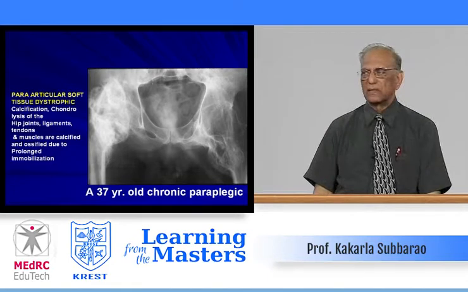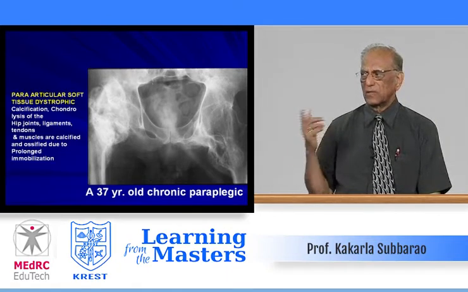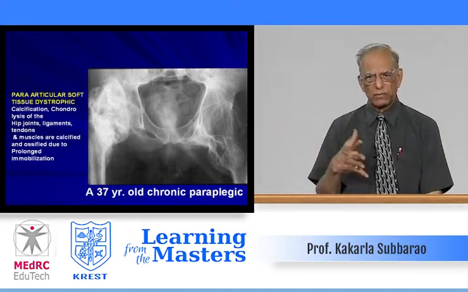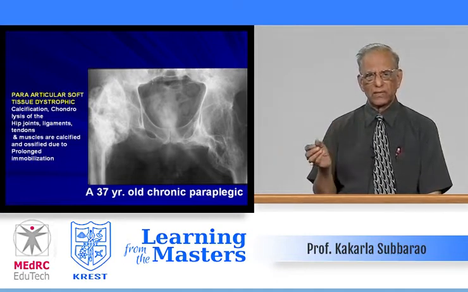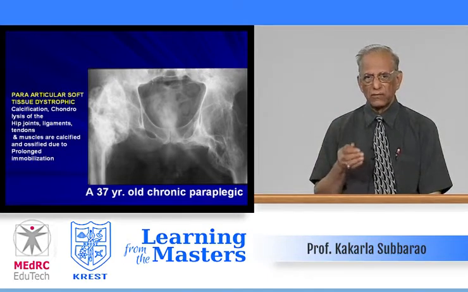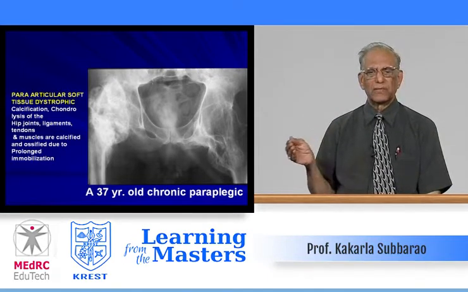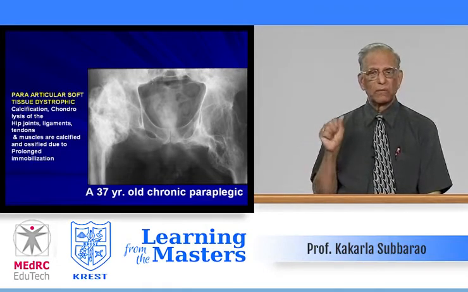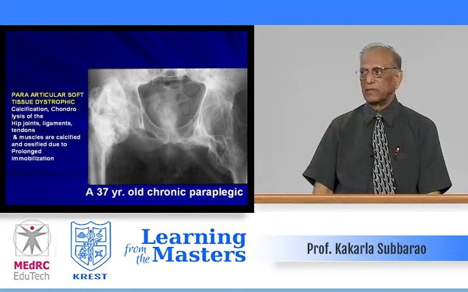Now the second case is, again, a radiograph of the pelvis, para-articular soft tissue dystrophic calcification. See, extensive calcification or ossification. Radiologically, it is rather difficult to differentiate between calcification and ossification. Calcification eventually becomes ossification. And then when there is ossification, you see the cortical bone or trabecular bone, then you are sure it must be a bone forming lesion.